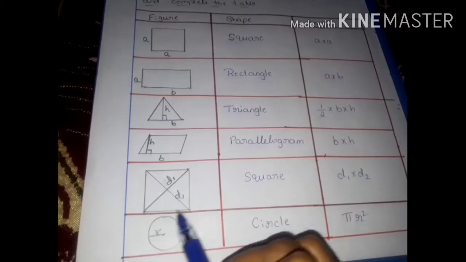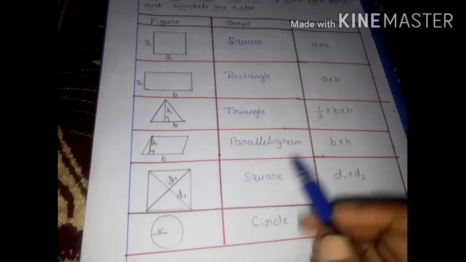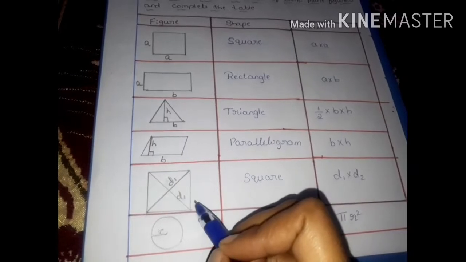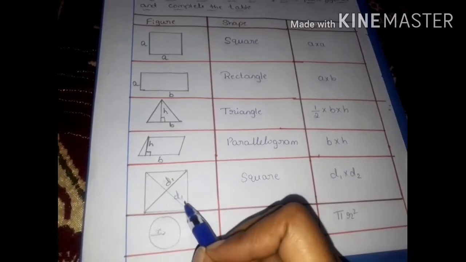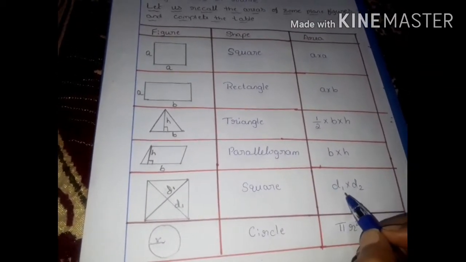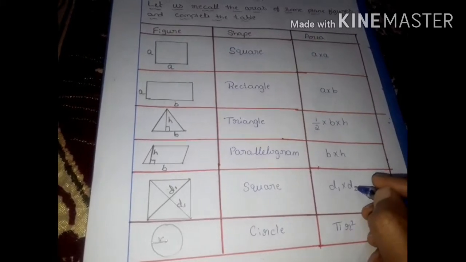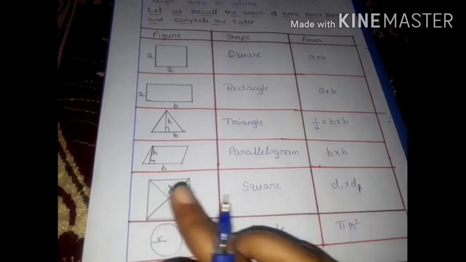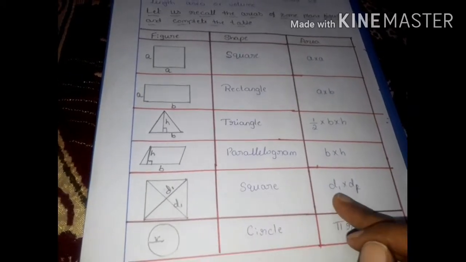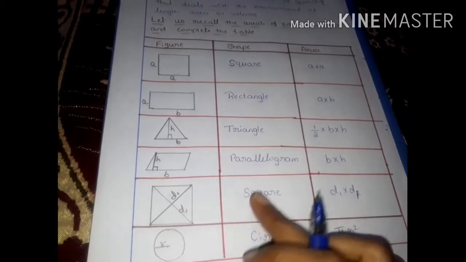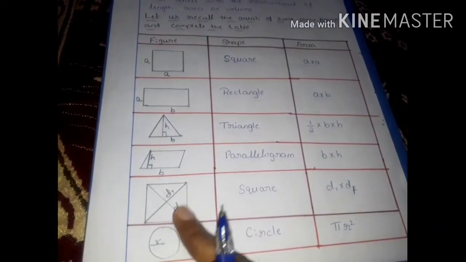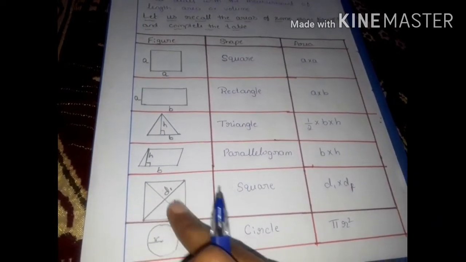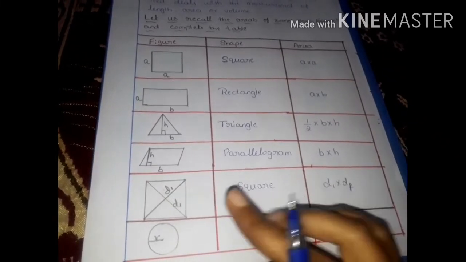Next figure, the name of the figure is square. Here the lengths of the diagonals are given, children, d1 and d2. When a square is given with the diagonals, the area of this figure is half into d1 into d2. Nothing but the product of the diagonals will give the area of the square. When sides are given, we write side into side for the square. When diagonals are given in the figure, the product of the two diagonals will give the area of the square.